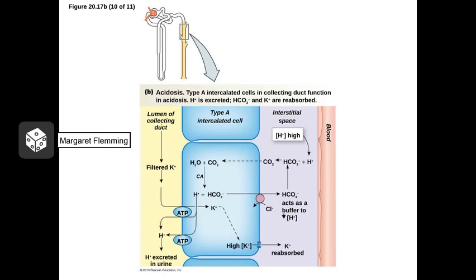Before we move to the next slide, I just want to point out on the basolateral side, we have the antiporter that handles bicarb and chloride. And on the apical or luminal side of these cells, we have the ATP-driven hydrogen exchanger and pump. Now, let's move to the next cell.